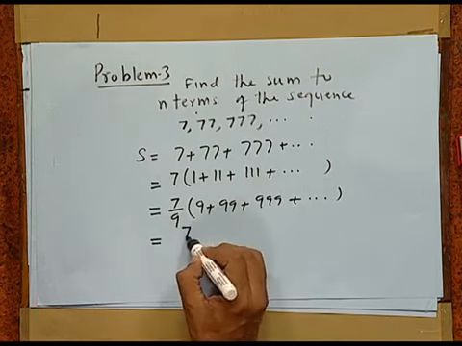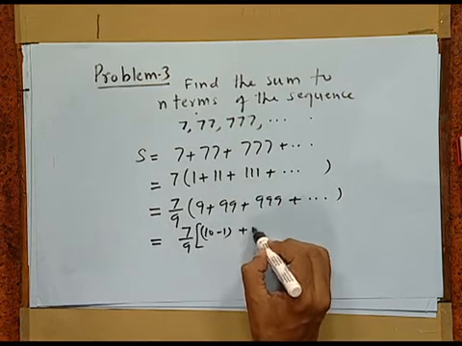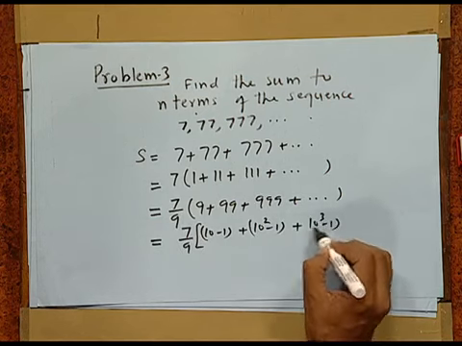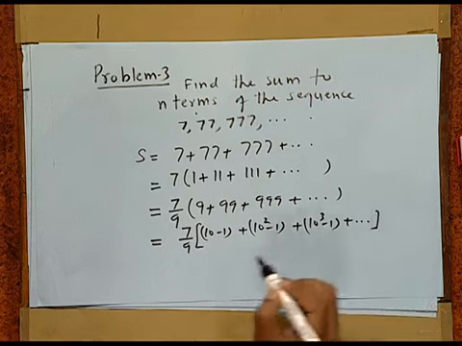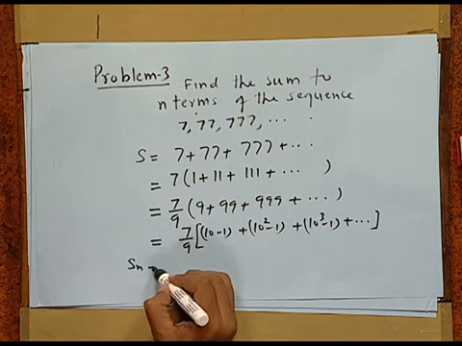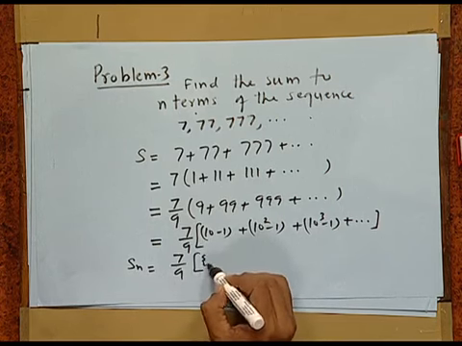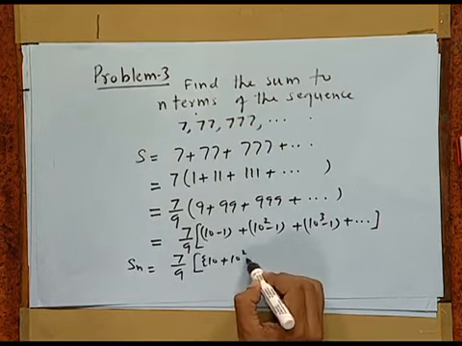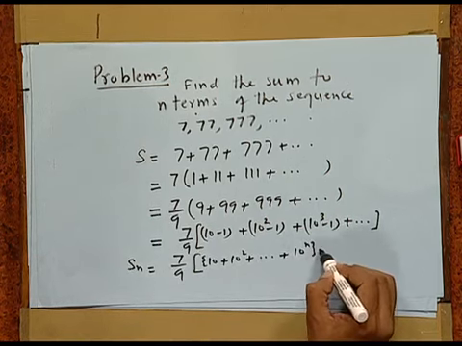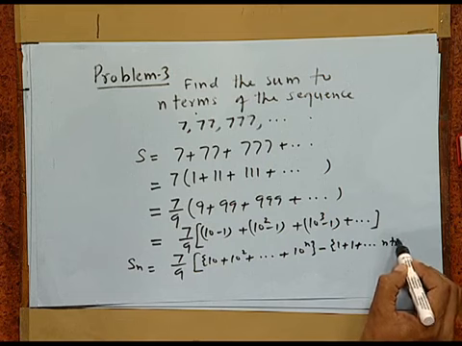That equals to 7 by 9, 10 minus 1, 10 square minus 1, 10 cube minus 1 and so on. If we want n terms, then this is 7 by 9, 10, 10 square up to 10 raised to power n, minus 1 plus 1 n times.